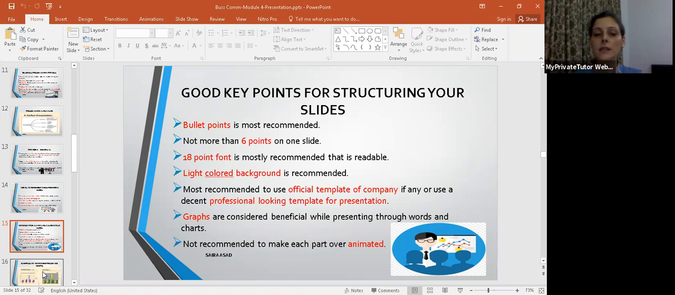Light color background is recommended. It is most recommended to use the official template of your company, if you have one, or if you're working with a university or any organization that has its logos and templates. It also gives a very influential impression to others, and looks very professional as well. So consider that. Graphs are considered beneficial when presenting through words and charts, but do not over-animate each part. In conclusion, slides should be simple with fewer words, light colored, and the font should be readable and clear.